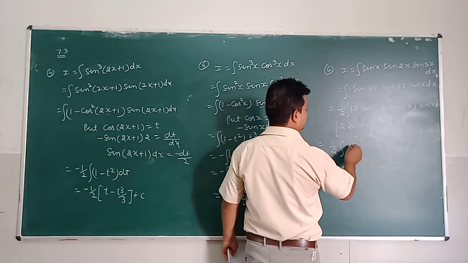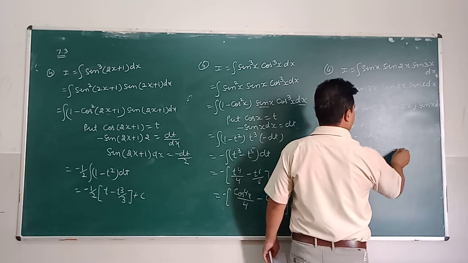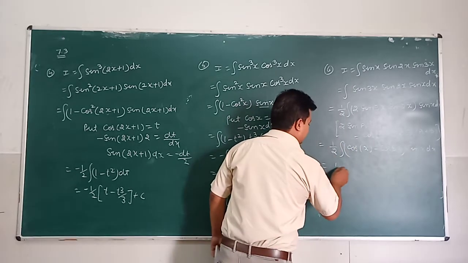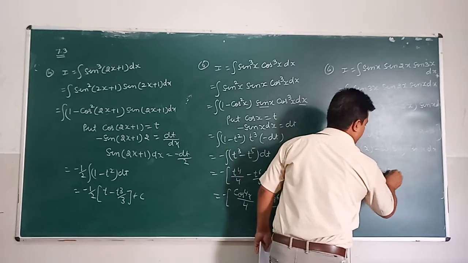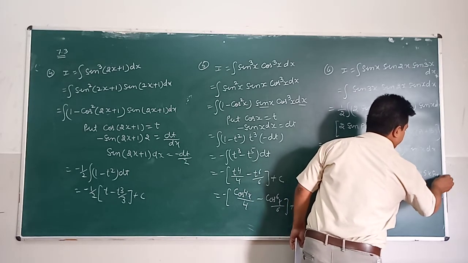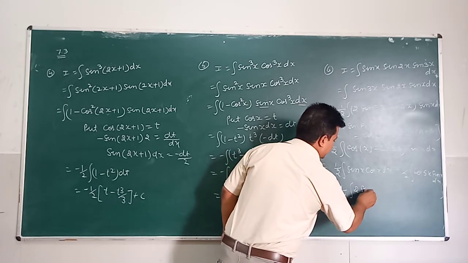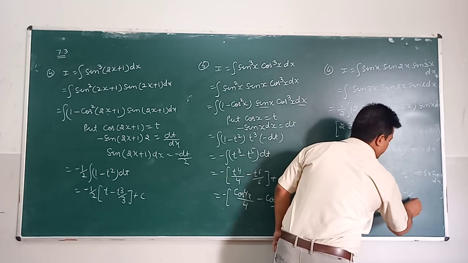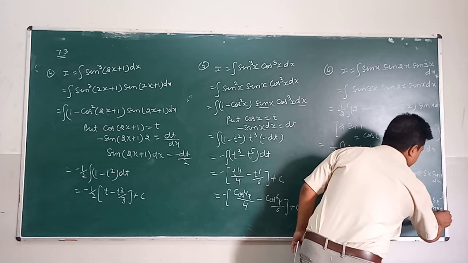So it's cos(a minus b) is x, (a plus b) is 5x, into sin x dx. When we multiply this, this is sin x into cos x dx. This is cos 5x into sin x dx. Again divide by 2, multiply by 2. So this becomes 1/4 times 2 cos 5x into sin x dx.